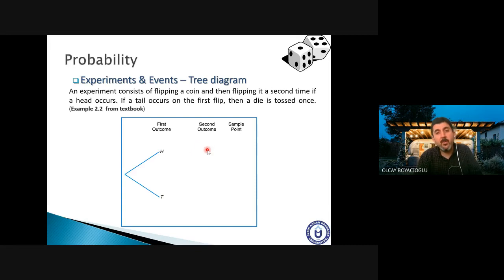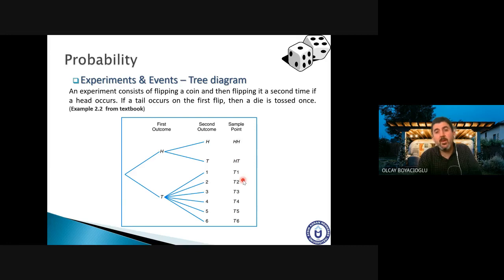Correct? Let me just open that for you. If a head occurs, I get it one more time. Head or tail, the other options. However, if a tail occurs, then I toss a die. And the outcomes of a die are 6 numbers. 1, 2, 3, 4, 5, 6. Alright? And sample point, what are the total outcomes?